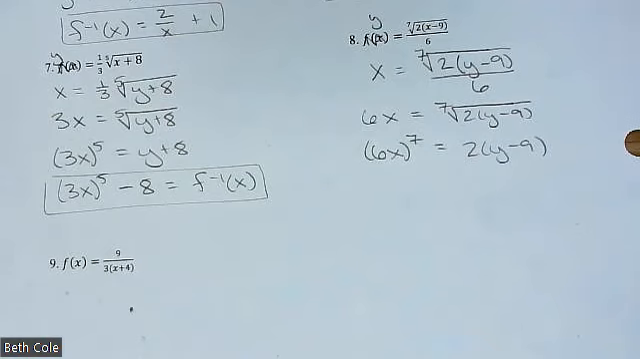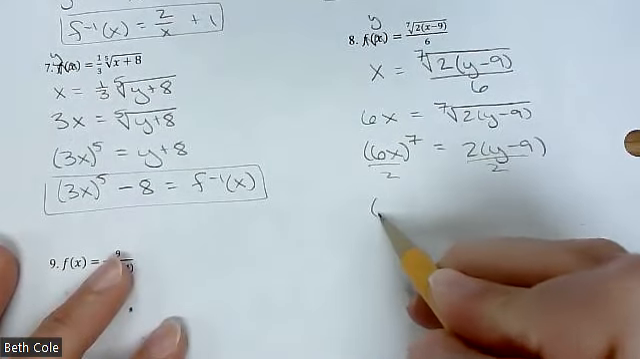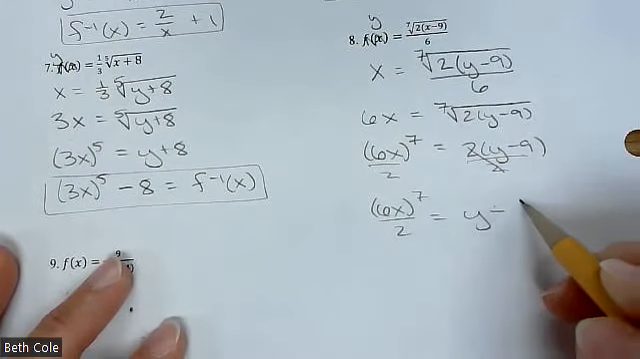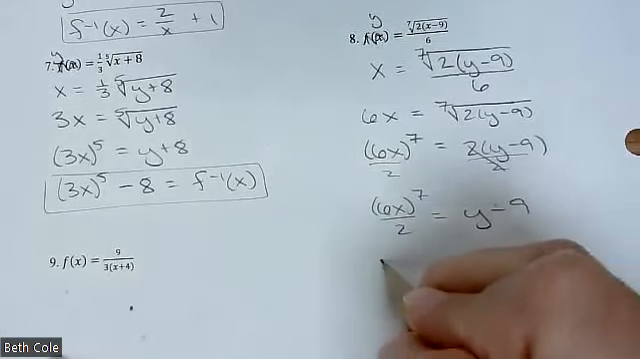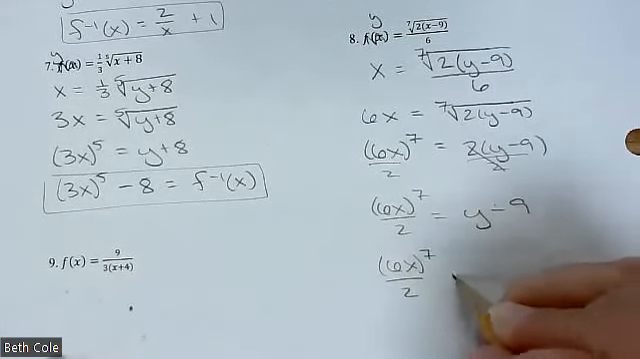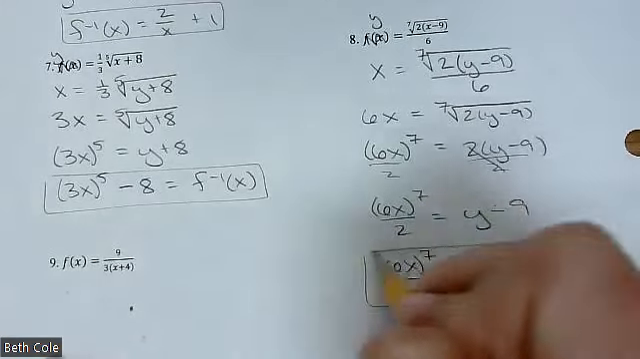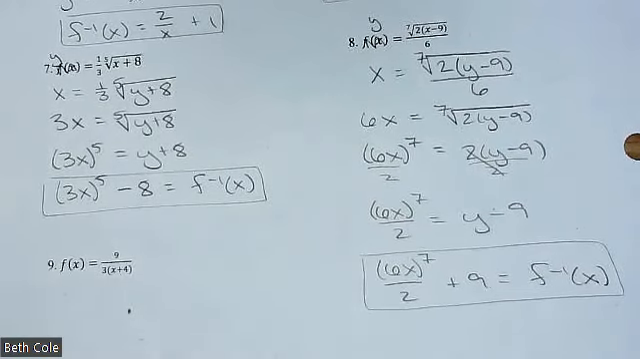What's another way we could just get rid of the 2 entirely? Yeah, just divide it over. But again, if you're like, well, I don't want to, Miss Colt, fine, you can distribute it. Your answer might look a little bit different, but mathematically it'll mean the same thing. And then last step, just add 9. Perfect. And try to remember to write inverse. Are you guys feeling okay? This isn't bad, right? This is what your homework is, so it should go really quick.